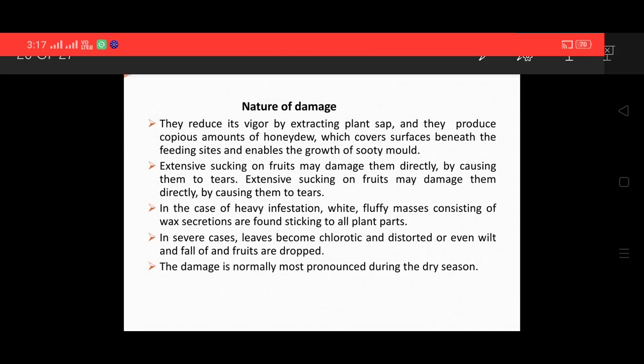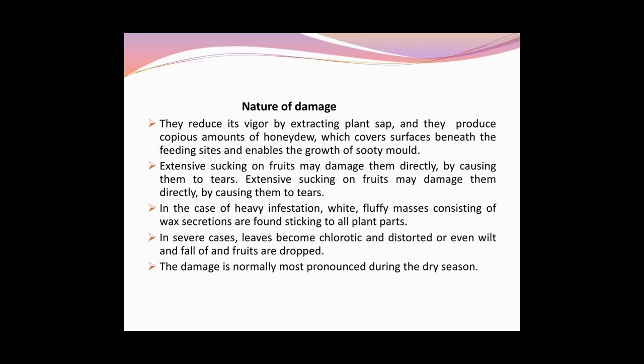Then nature of damage. They reduce the plant's vigor by extracting plant sap, and they produce a copious amount of honeydew which covers the surface beneath the feeding sites and enables the growth of sooty mold. Extensive sucking on fruits may damage them directly by causing them to tear.